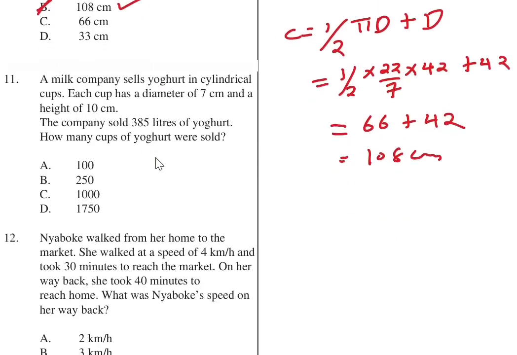We continue to number 11, another very good example. A milk company sells yogurt in cylindrical cups, so in a cylinder. Each cup has a diameter of 7 centimeters and a height of 10 centimeters.